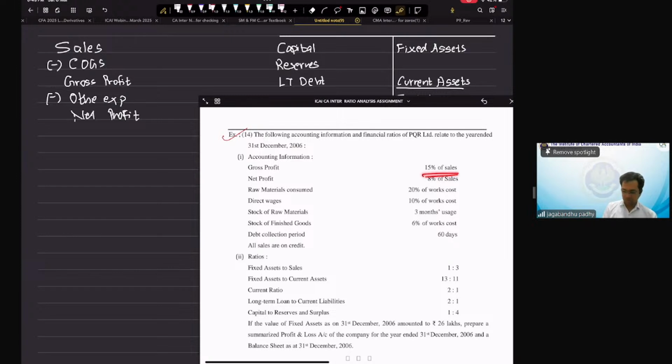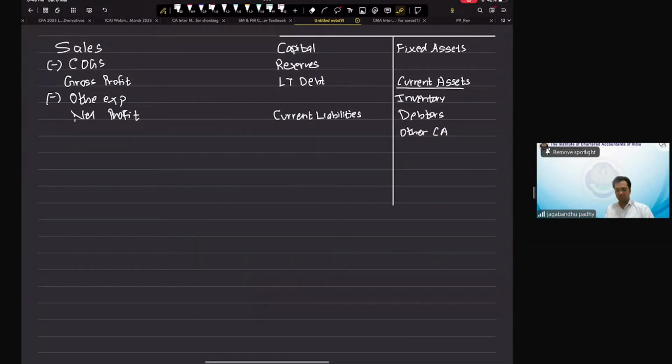First up, we have the information of gross profit, which is 15% of sales. And we don't know the value of sales as such, right? But yes, we know the value of fixed asset is 26 lakh. Do we have any ratio which is connecting with fixed assets? Any ratio that is connected with fixed assets in the question? Yes. Fixed asset to sales. And also fixed asset to current assets. So let's use the fixed asset to sales because from that we'll get the sales value. From that, again, we can get the gross profit and COGS.